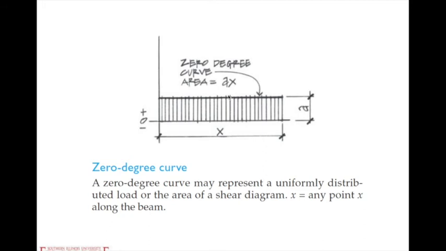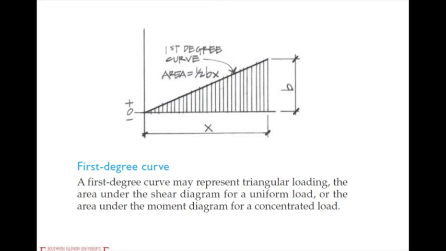For the zero degree curve, as we can see in the diagram in our example problem 1, this curve may represent a uniform distribution of load or the area of a shear diagram. The second one is the first degree curve, that's a slope line. This first degree curve may represent the triangular loading, the area under the shear diagram for a uniform load, or the area under the moment diagram for a concentrated load.